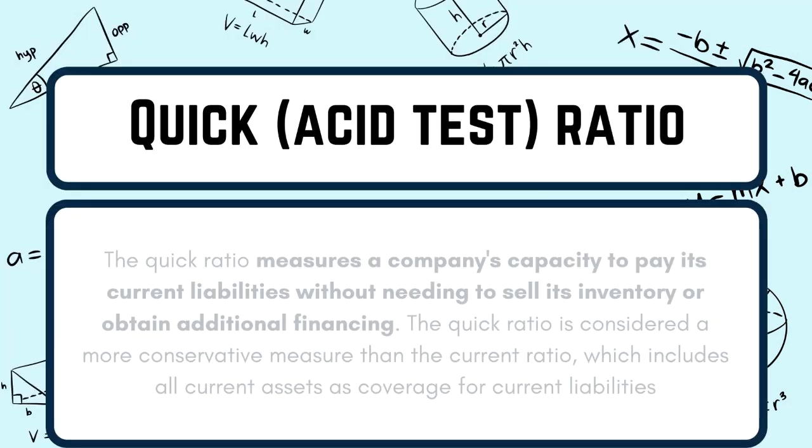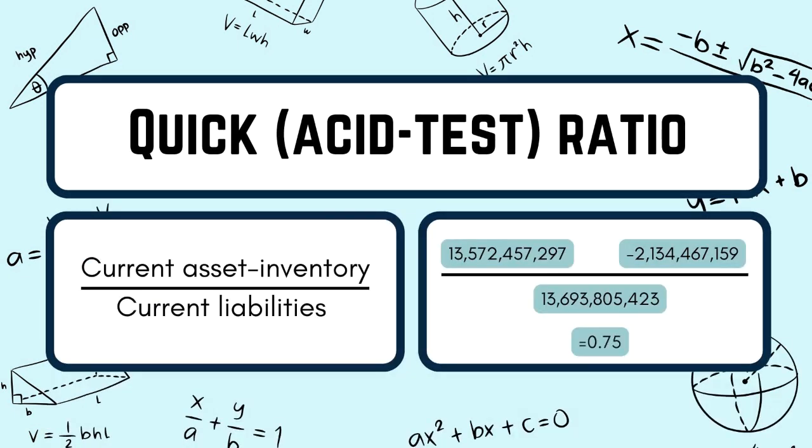Quick asset test ratio. The quick ratio measures a company's capacity to pay its current liabilities without needing to sell its inventory or obtain additional financing. The quick ratio is considered a more conservative measure than the current ratio, which includes all current assets as coverage for current liabilities. Current assets minus inventory over current liabilities.